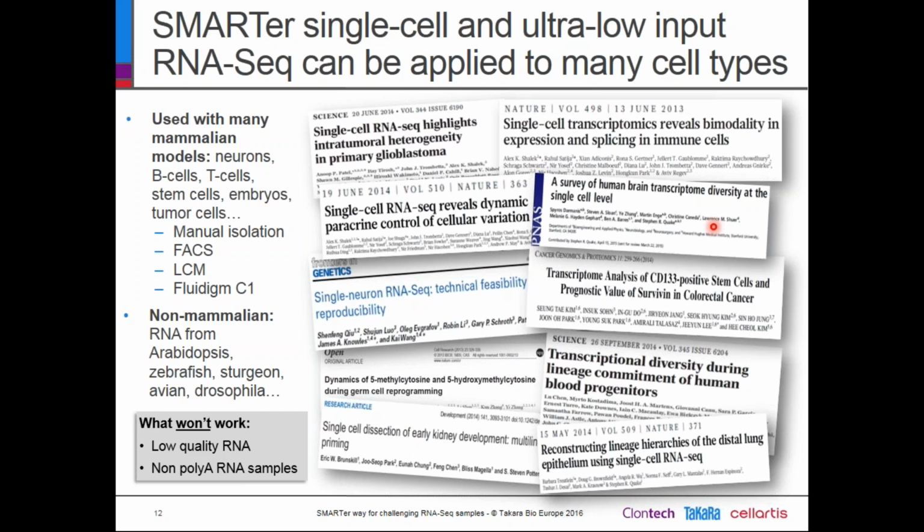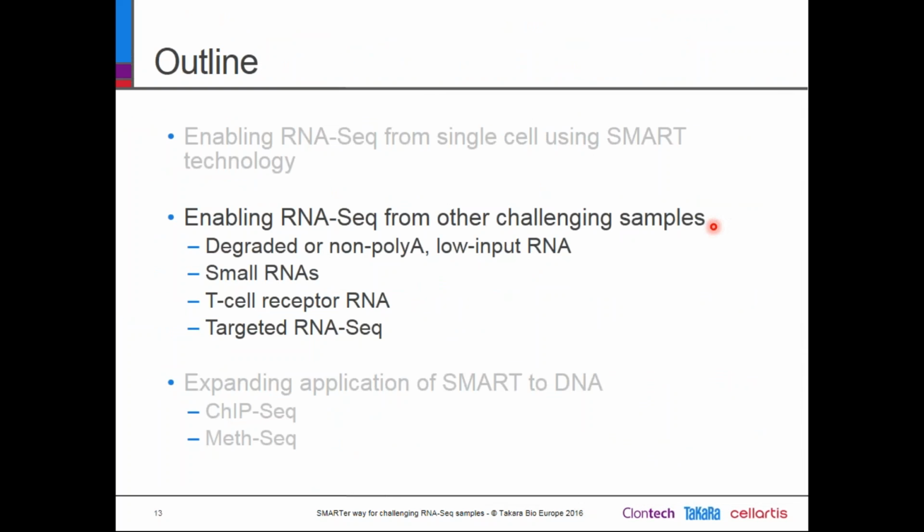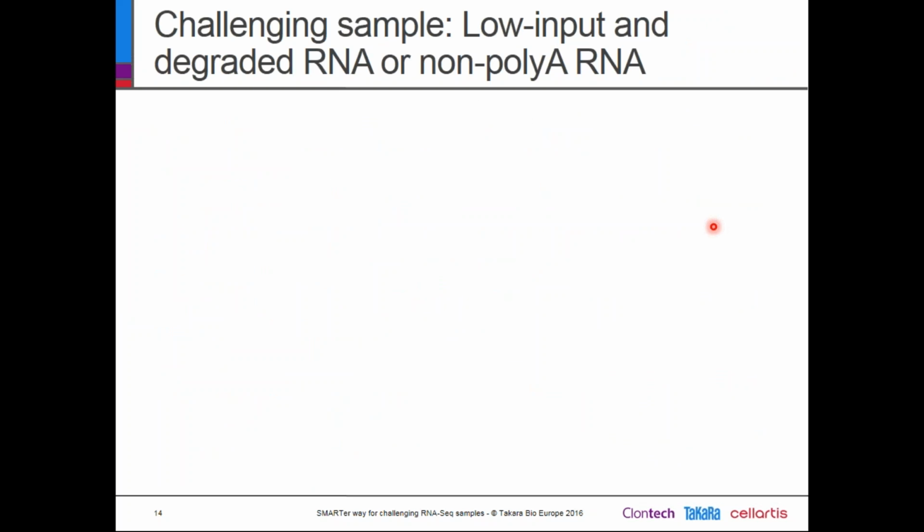But not everything will work with this SmartSeq V4 technology. There are some samples that we know for sure won't work, and these are low quality RNA samples, meaning degraded RNA, or non-polyadenylated RNA samples, because the method is based on oligo-DT priming. So this leads me to the second part of the presentation, in which we will discuss how we have enabled working with these challenging samples.